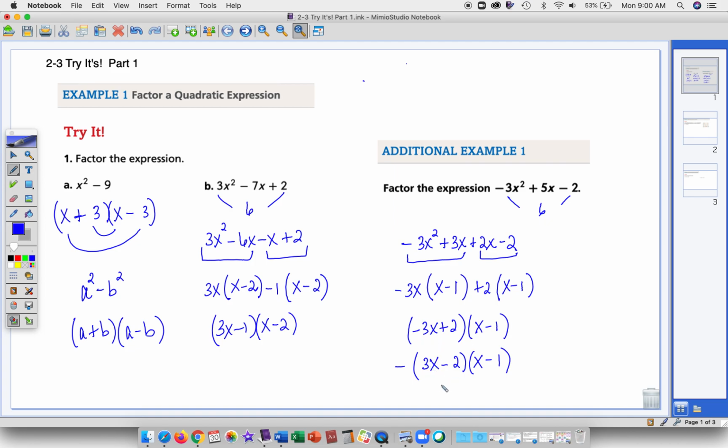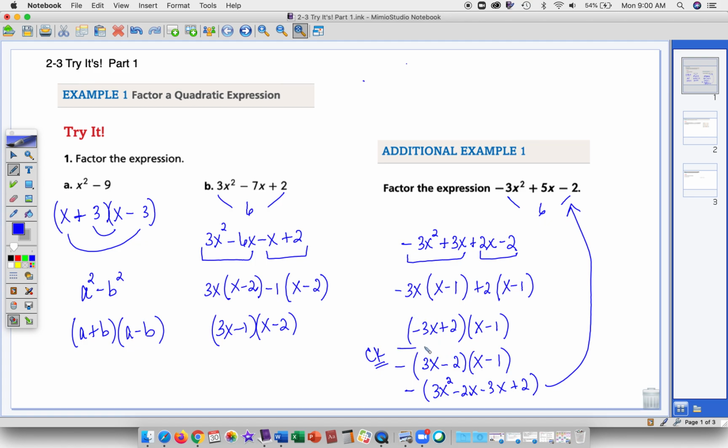And again, if I redistribute this, I'd have 3x times x, my inners are x squared, minus 2x, outers are minus 3x, and then plus 2. So I have 3x squared minus 5x plus 2, and then when I distribute the negative, I'll go right back to the original expression. So this part is just a check. And I only did that so that you could see that pulling out that negative does work.